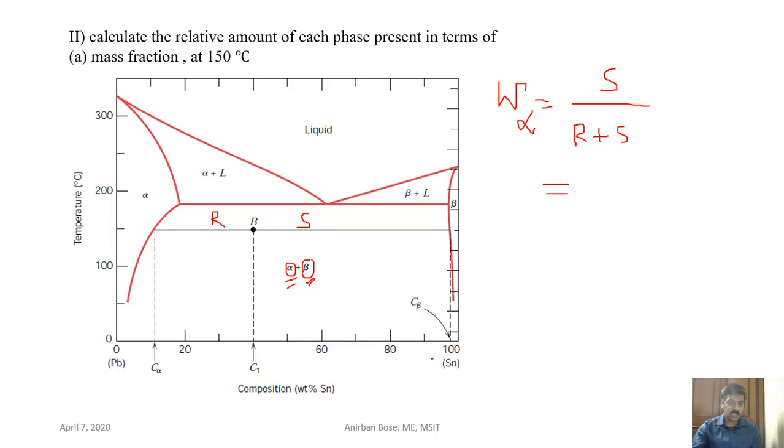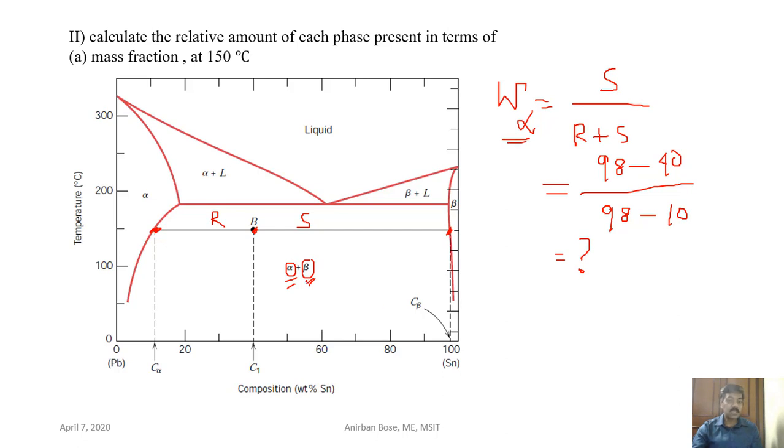Now tell me, what is S? S will be this composition minus this composition. What is this composition? 98. What is this composition? That is 40. So 98 minus 40, that is S. And what is R plus S? R plus S is the total length. That means this composition minus this composition. This composition is 98 and this composition is 10. So 98 minus 10. If you do the calculation, you will get the mass fraction of alpha phase present.